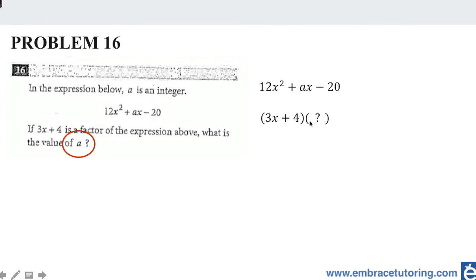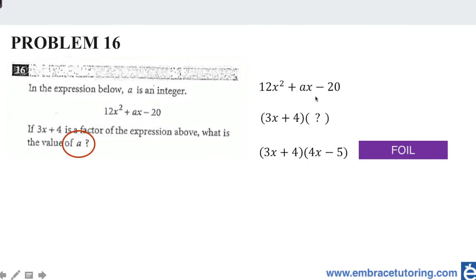So what times 3x will give me 12x squared? Well, that's 4x. So 3x times 4x will give me 12x squared. And 4 times what will give me negative 20? Well, that's going to be minus 5. So when I do this, I want to now check, and I want to FOIL this back. So I do 3x times 4x will give me 12x squared. 3x times negative 5 will end up giving me negative 15x. And now 4 times 4x will give me 16x. And then finally, 4 times negative 5 will give me negative 20.